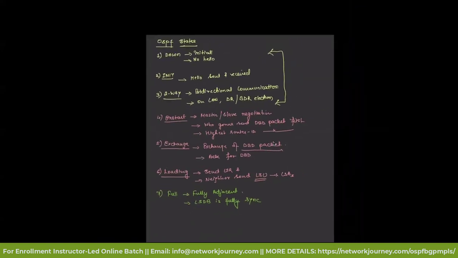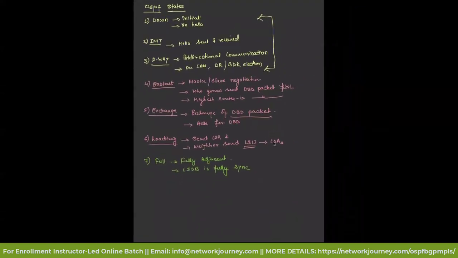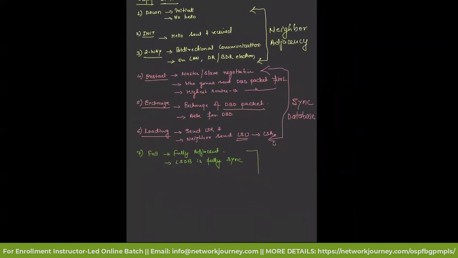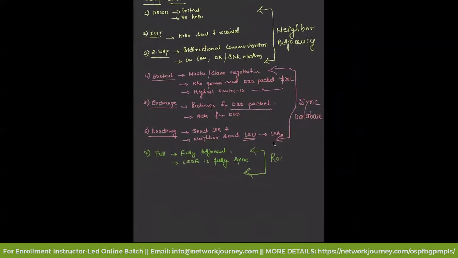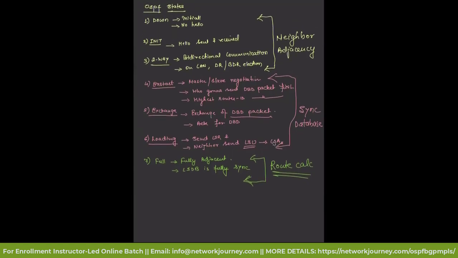Okay. The first three states are forming your neighborship, or neighbor adjacency. The next states are syncing your database. And after it syncs, route calculation happens, and the best route goes into the routing table. So this is your OSPF states. In any interview, if you say that you know OSPF, this is definitely going to be the question they're going to ask you.